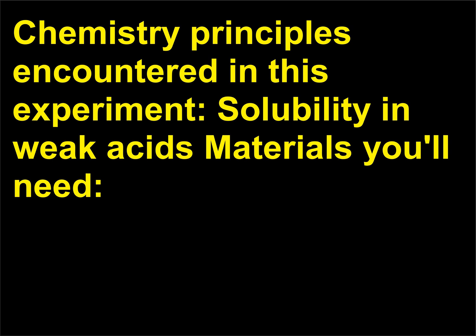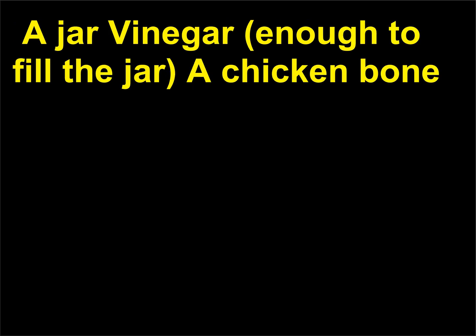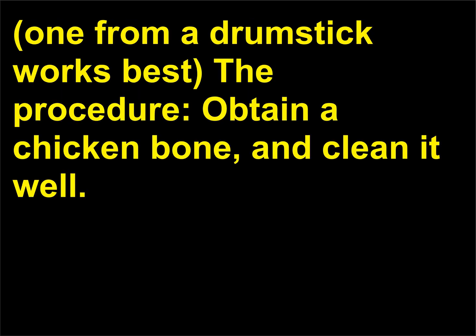Chemistry principles encountered in this experiment: solubility in weak acids. Materials you'll need: a jar, vinegar, enough to fill the jar, and a chicken bone. One from a drumstick works best. The procedure: obtain a chicken bone, and clean it well.